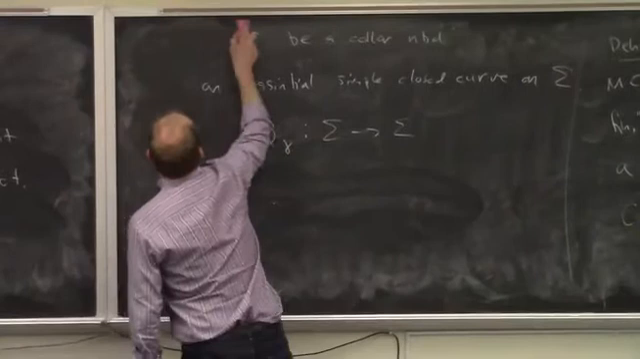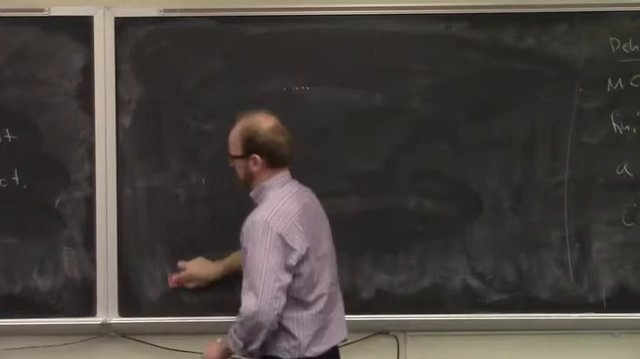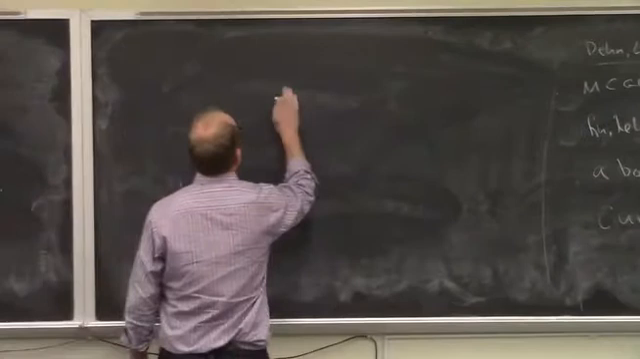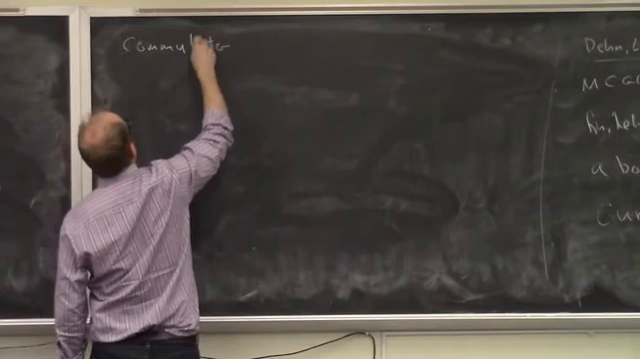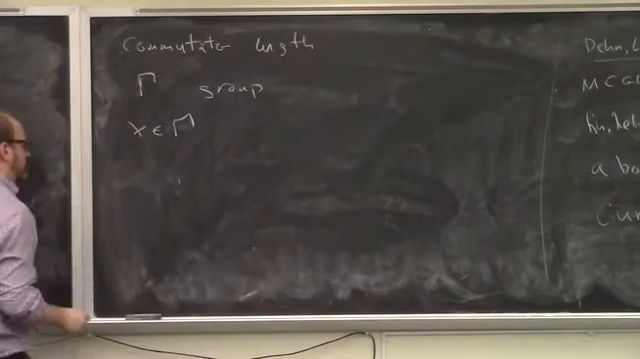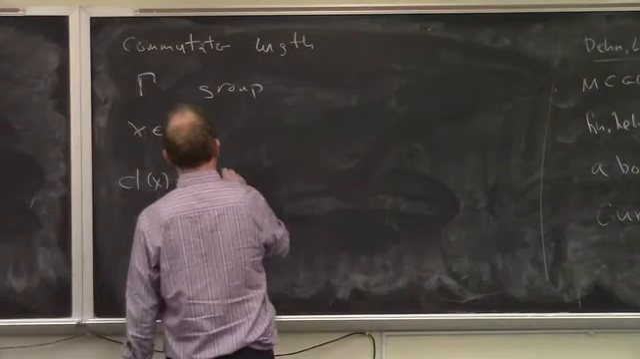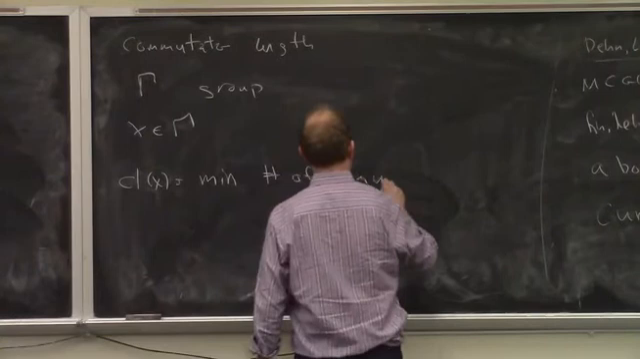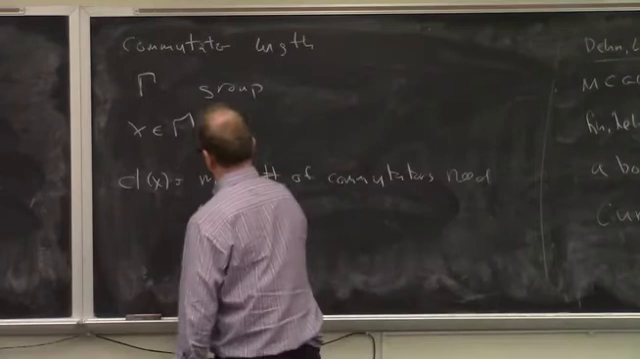Okay, so let's make some definitions here. Let's define the commutator length. Gamma is just some group, and x is some element in the group. The commutator length of x is the minimum number of commutators needed to write x.